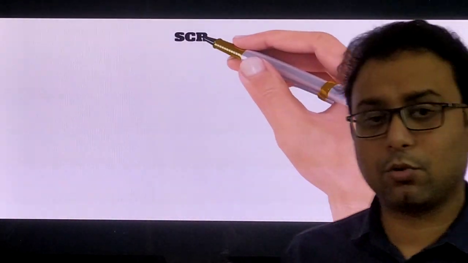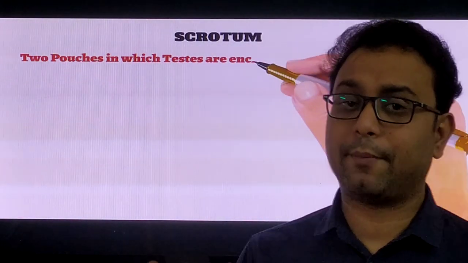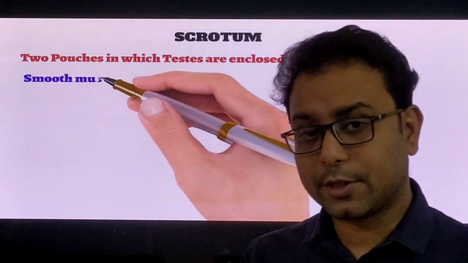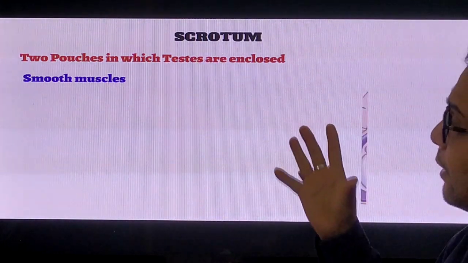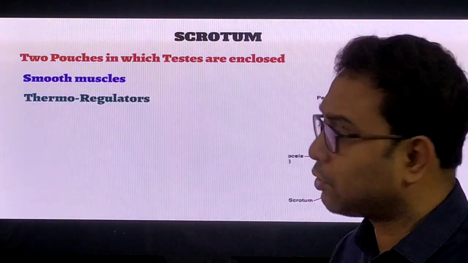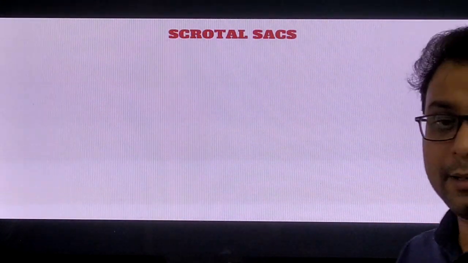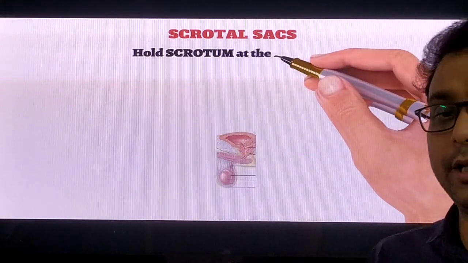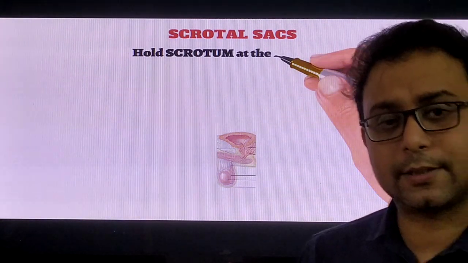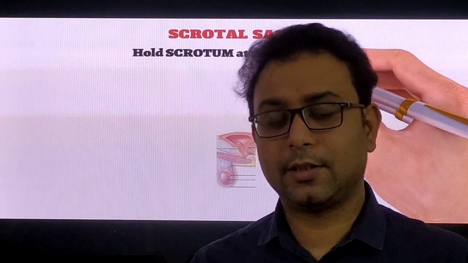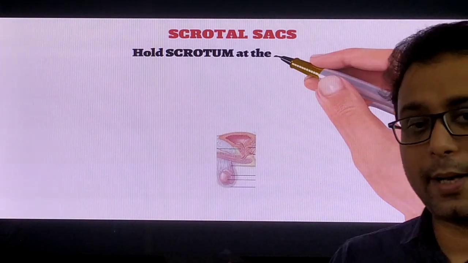The scrotum takes a very important role in spermatogenesis because a specific temperature is necessary for spermatogenesis. Spermatogenesis means the production of sperm. So the scrotum is a pouch in which the testes are enclosed. The scrotum is generally composed of smooth muscles. They act as a thermoregulator. They control the temperature, and generally it is 2 degrees Celsius below your body temperature. That means 35 degrees Celsius, which is very important for spermatogenesis. 37 degrees Celsius is not suitable for spermatogenesis, so the right temperature is provided by the scrotum.